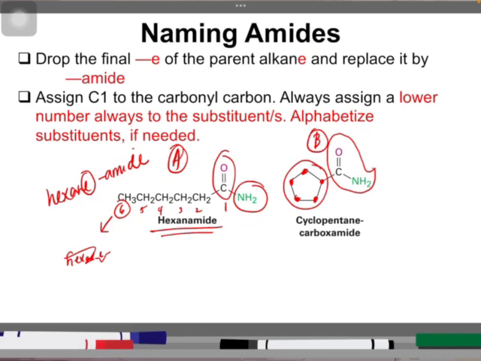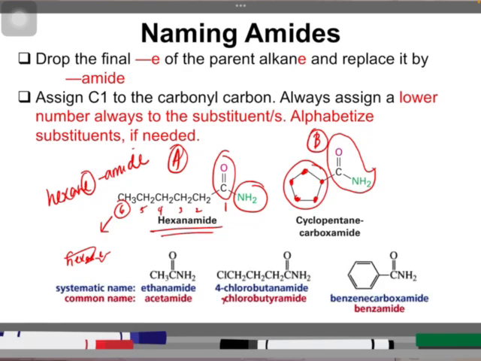So, let's start again with the names of our compounds. So, the example here is called an ethanamide. So, why is it ethanamide? Because you have 1, 2 carbons. So, met-et. So, it is supposedly ethane. You drop the E and add the amide. So, it becomes ethanamide. Okay. How about this one?